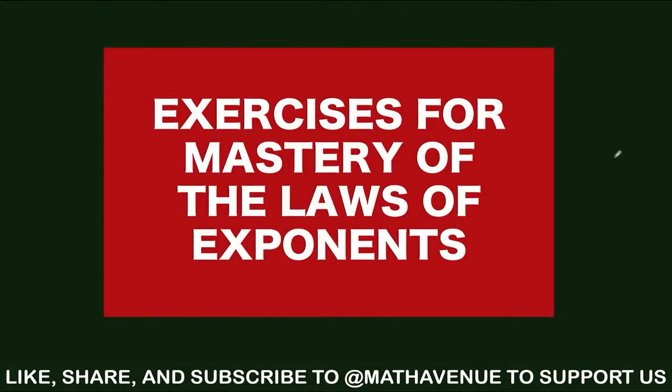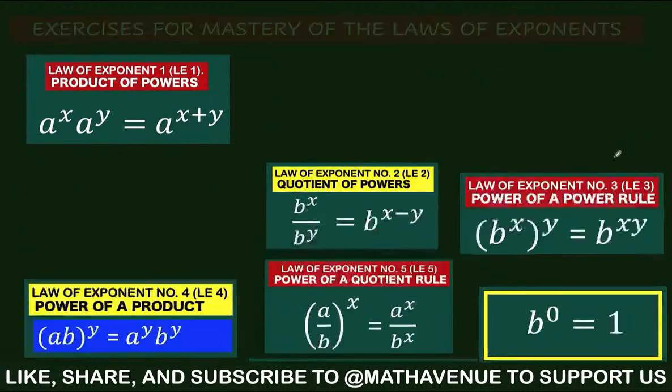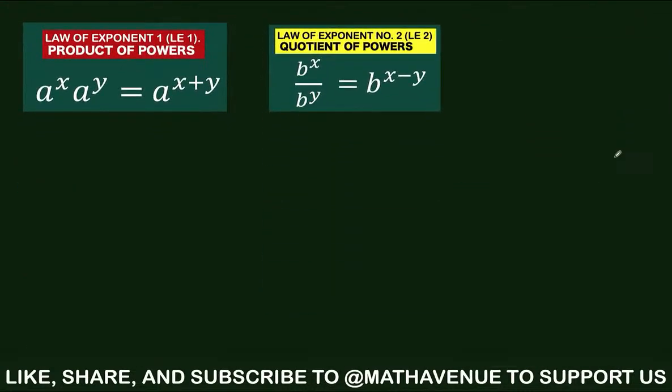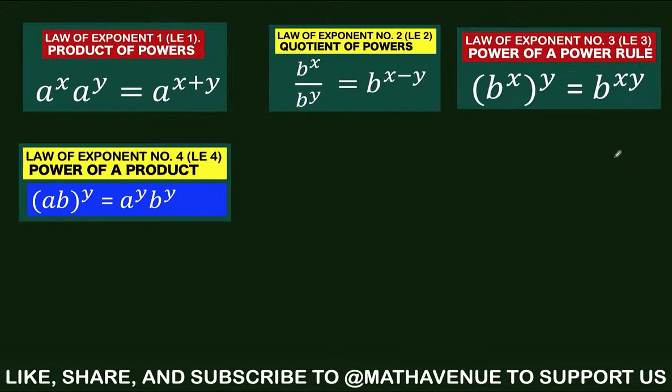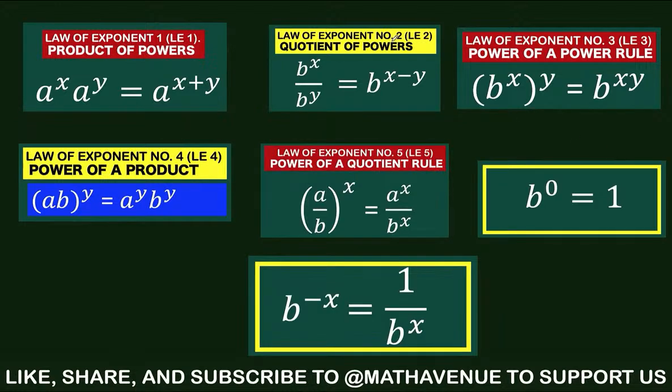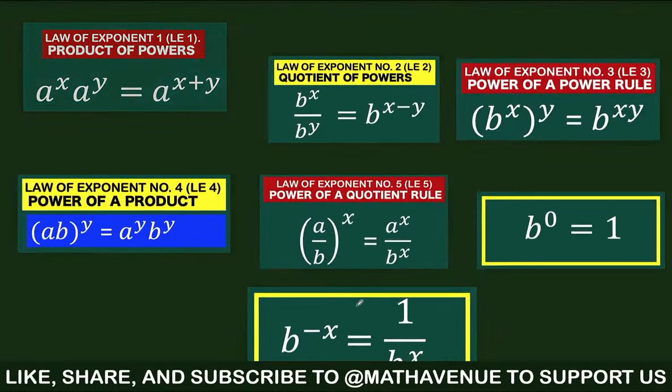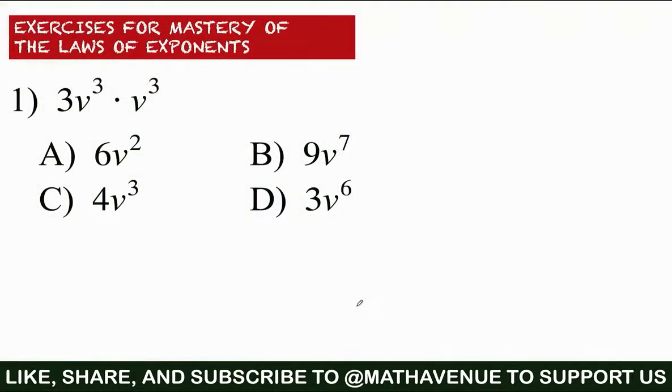This time, let's do some exercises for mastery of the laws of exponents. So we are going to apply all these different laws of exponents that we have learned so far, and there are 7 of them. From laws of exponent number 1 to number 5, then we have the zero exponent and the negative exponent. So here is our problem number 1. You can pause the video and try to attempt to solve this first.